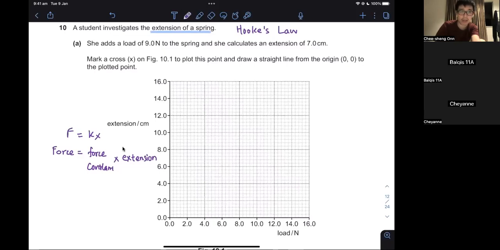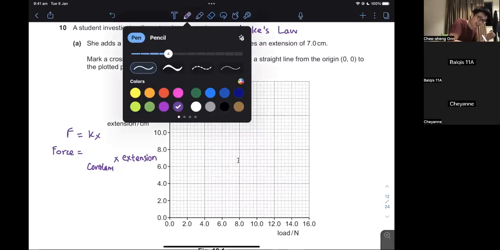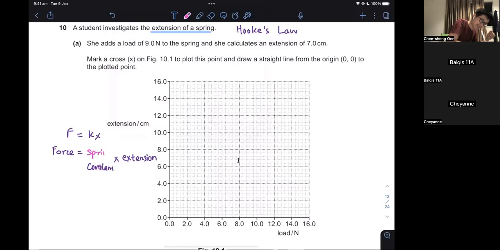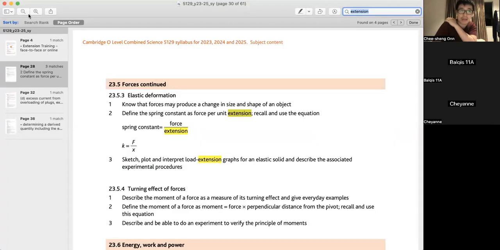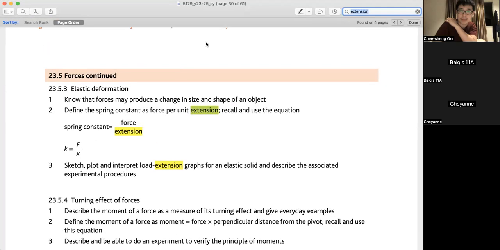So let me just type extension. It is in the syllabus. Okay, they don't call it force constant, they call it spring constant. Nearly correct. Okay, so it's to do with a spring. This is in 23.5.2. So let me just share with you my screen. Can you see my PDF document? Can you guys see my PDF document?